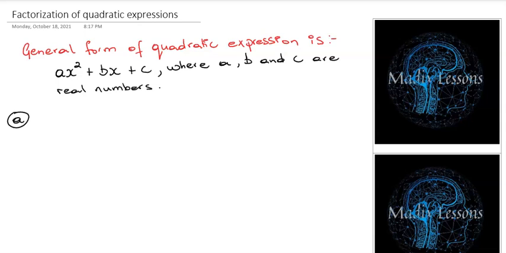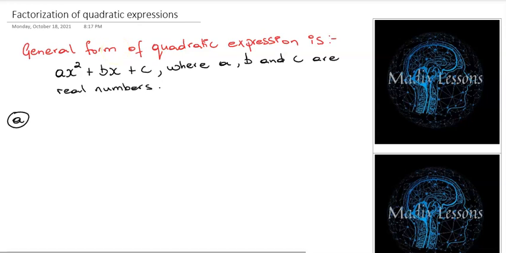Today we'll be looking at factorization of quadratic expressions. The general form of the quadratic expression, as you can see on the board, is ax squared plus bx plus c, where a, b, and c are real numbers. So what we're going to be doing, guys, we have four questions that we're going to be looking at. All right, so let's get straight into it.